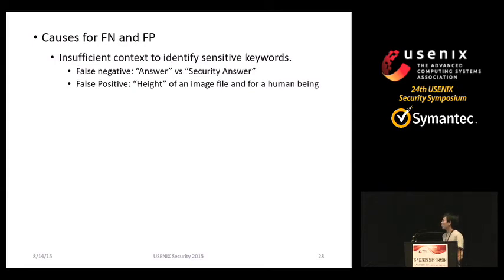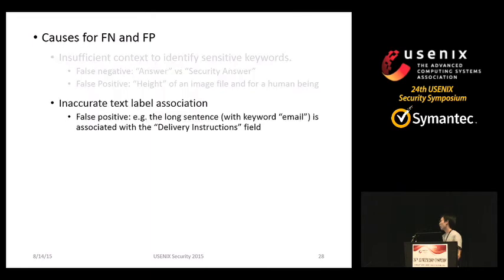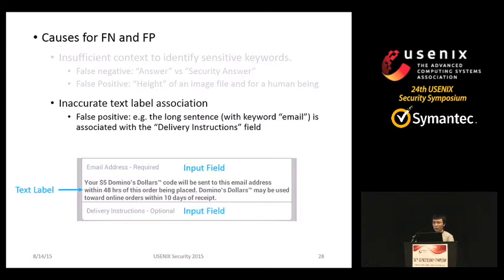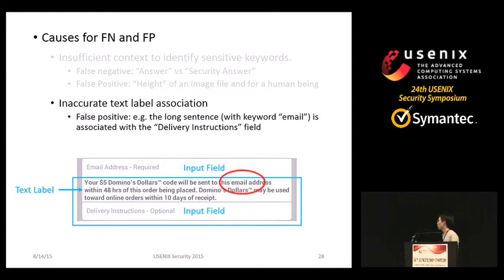In addition to this keyword part, SUPOR sometimes incorrectly associates the text labels to the input fields. Like in this example, the long sentence is actually a supplemental description of the email field. But when SUPOR doesn't determine the sensitiveness of the delivery instruction field, it tries to find a label. And this happens to be this description for the email field. And the label contains sensitive keywords. Then SUPOR marks the delivery instruction as sensitive. This is actually a false positive.